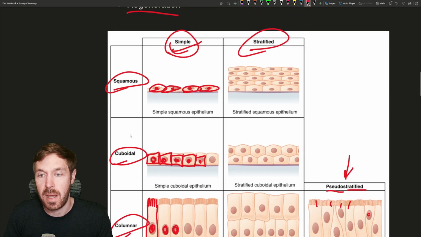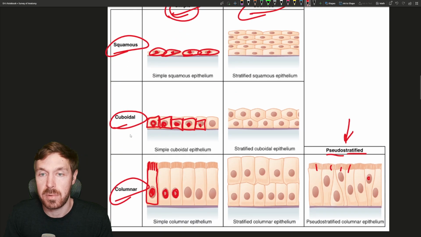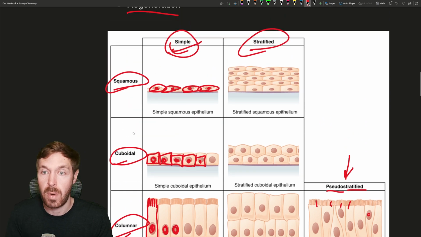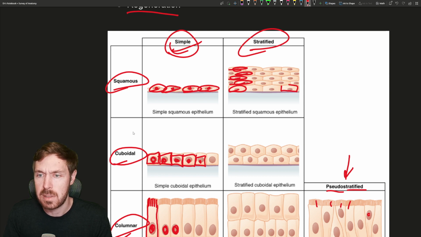And now we get into the stratified, which means there are multiple layers of cells. The first one is stratified squamous. So stratified squamous are multiple layers of flattened-like cells. If you notice, you might be able to consider this one cuboidal down here. However, it's named based upon the apical side or the upper side of the layer.